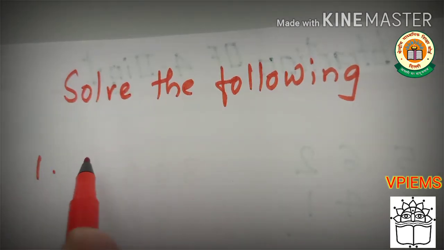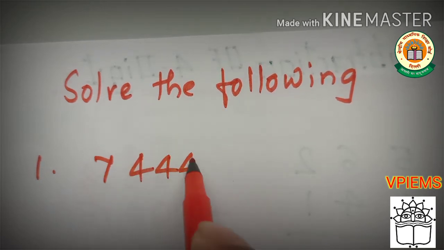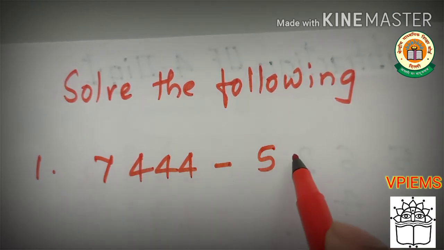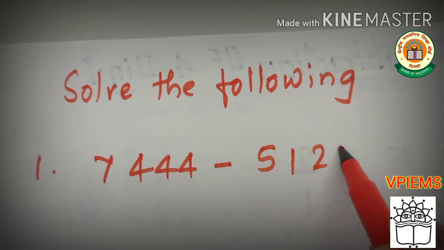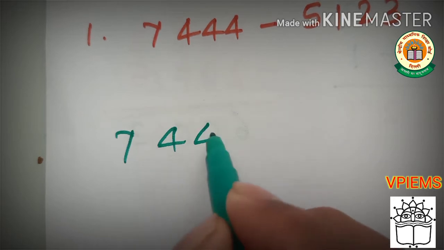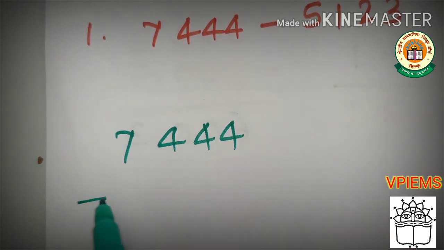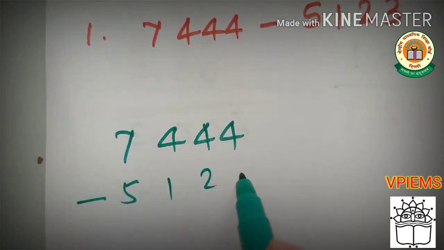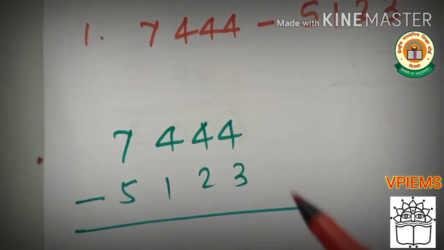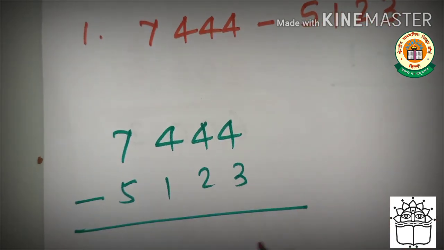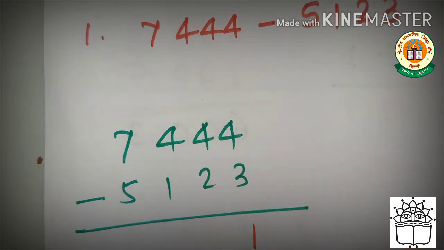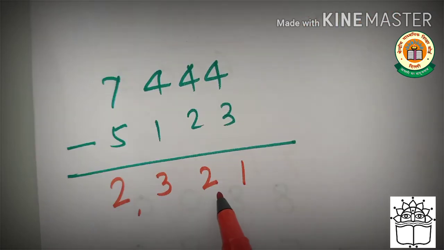Suppose the first example is 7444 minus 5123. Now you can subtract. Obviously 4 is greater, so 4 minus 3, there will be 1. Again 4 minus 2, there will be 2. Again 4 minus 1, there will be 3. And 7 minus 5, there will be 2. 2321.